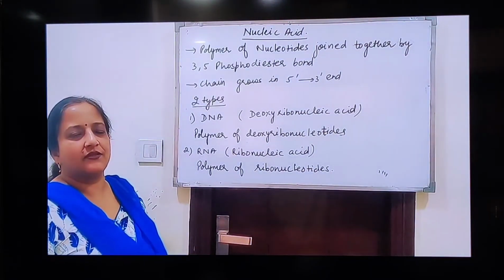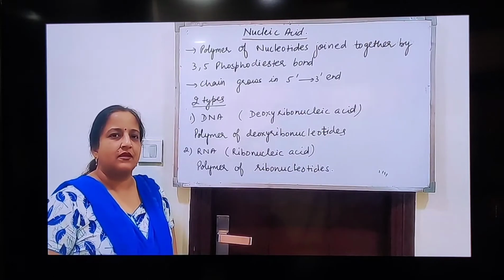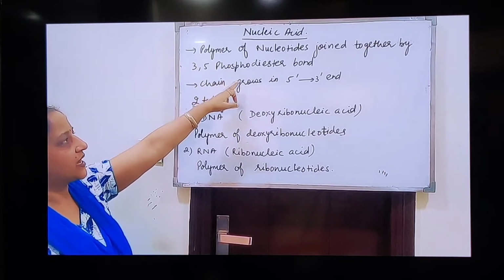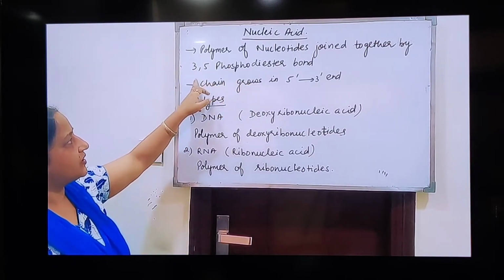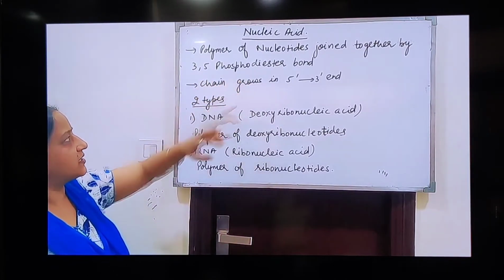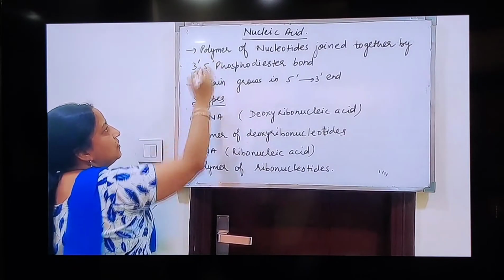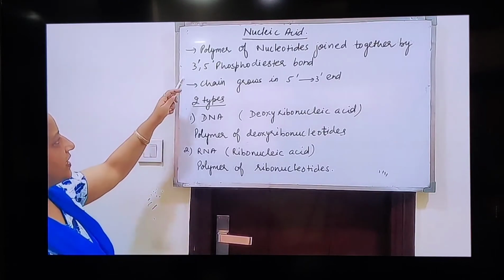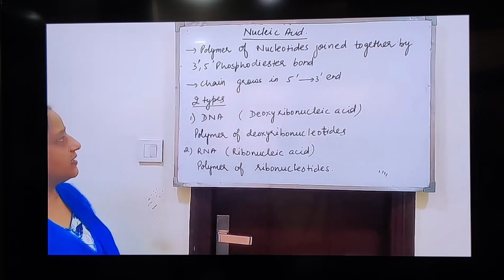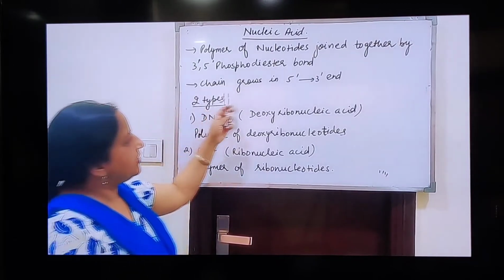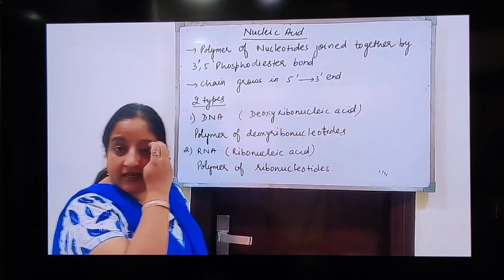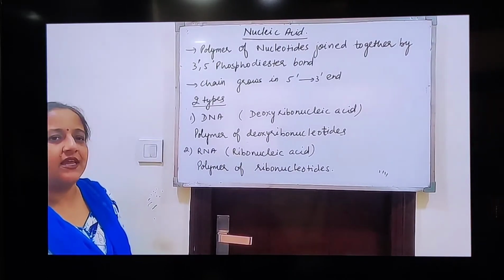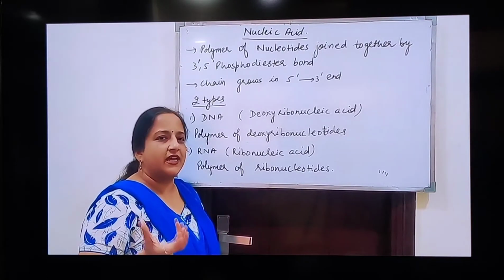Students, today we'll start with the topic nucleic acids. So what are nucleic acids? Nucleic acids are polymers of nucleotides joined together by 3' to 5' phosphodiester bonds. The chain grows in 5' to 3' direction, meaning the new nucleotide is added at the 3' end.